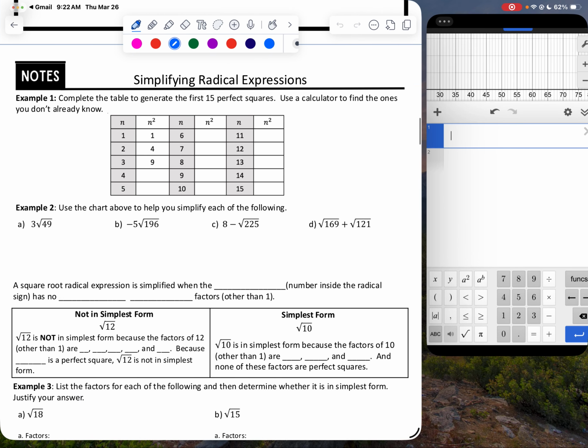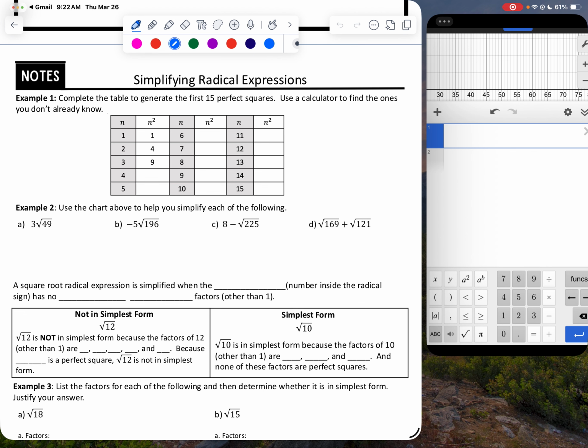In today's lesson, we will be simplifying radical expressions. Before we do, we need to talk a little bit about perfect squares. So in the table below, it says complete the table to generate the first 15 perfect squares. Use a calculator to find the ones you don't already know. So please pause the video at this time, fill in the table with all the perfect squares that you know, and then use the calculator to find the ones you don't.